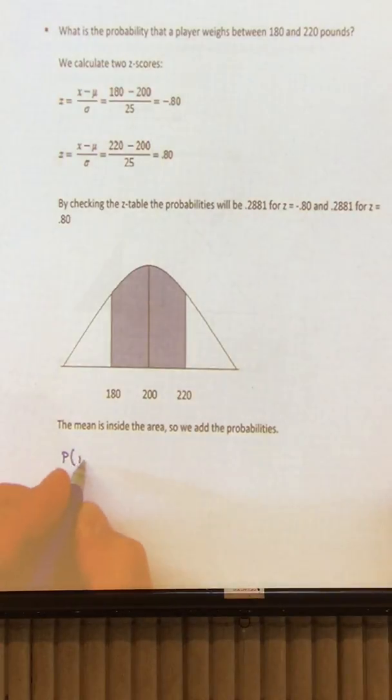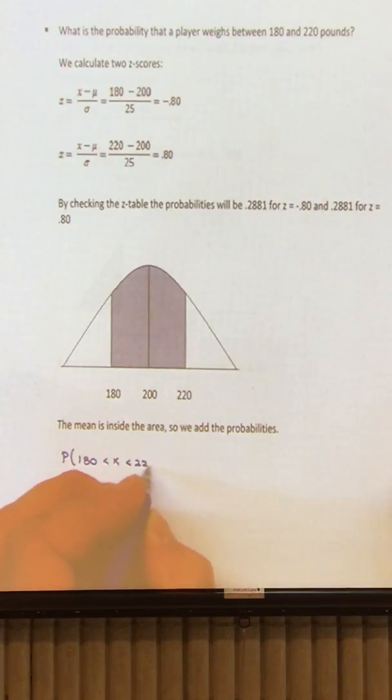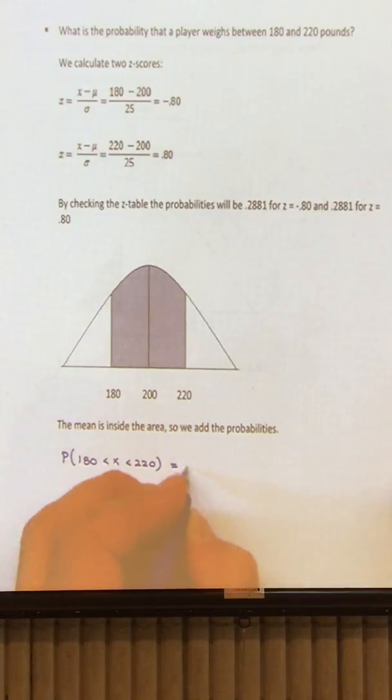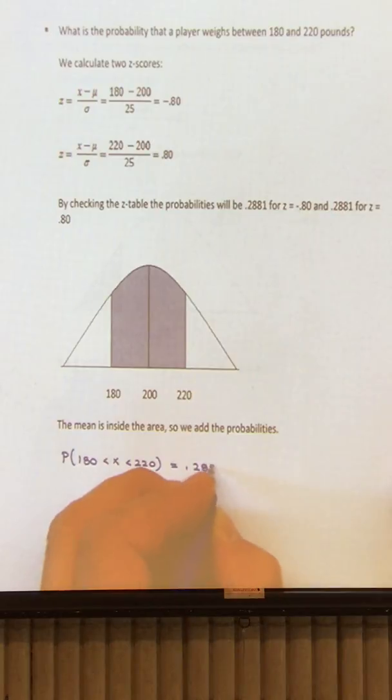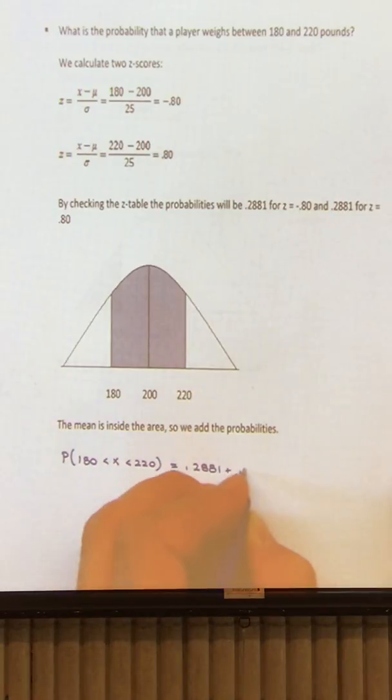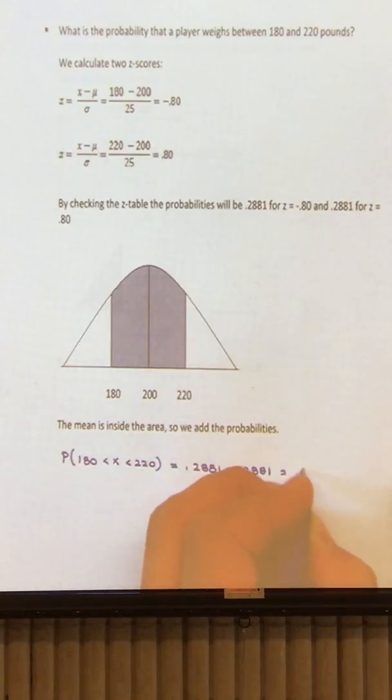Again, the mean is inside the area, so in this case you have to add the two probabilities. So between 180 and 220, you have to add 0.2881 plus 0.2881, which is 0.5762.